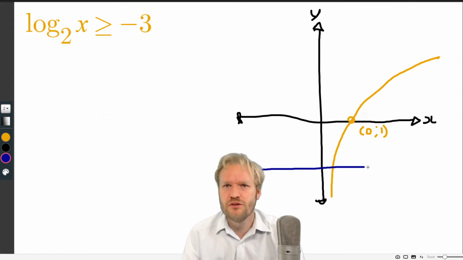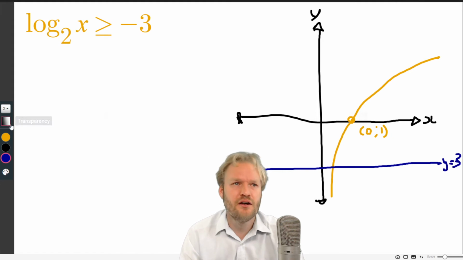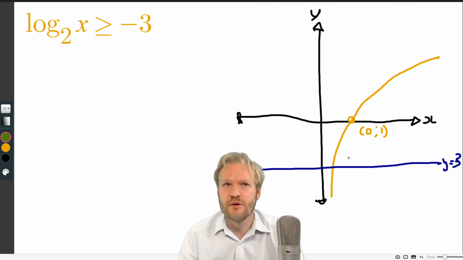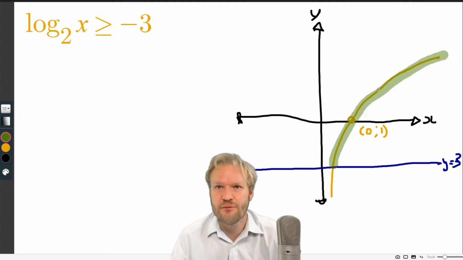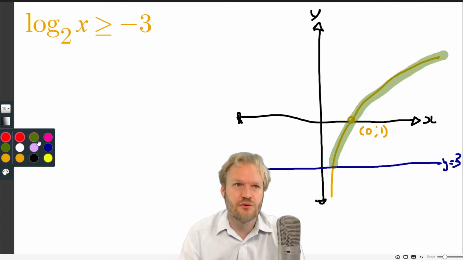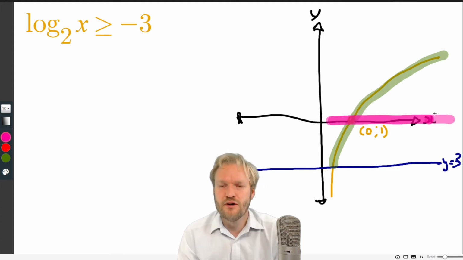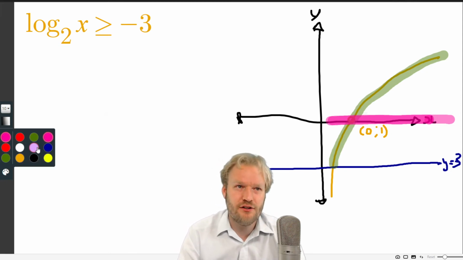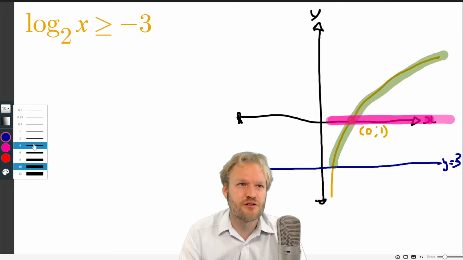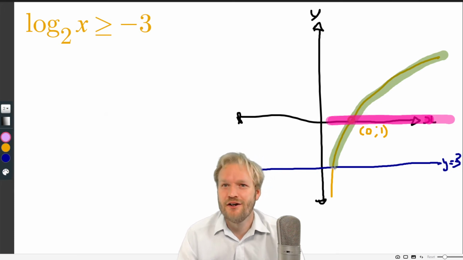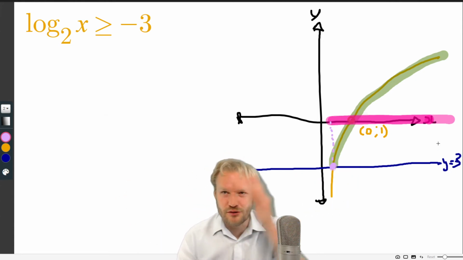Okay, so let's draw this line here, y equals negative 3. We're looking for when the graph is greater than that, so the graph is greater than here. So what we're looking at describing are all the x values that correspond with it. That's what we need to describe. So all we need to work out is that point of intersection. If we can find out this point here, then we can describe all of those x values going that way.